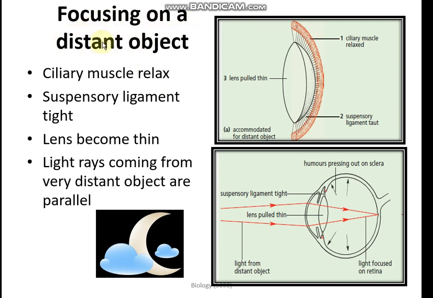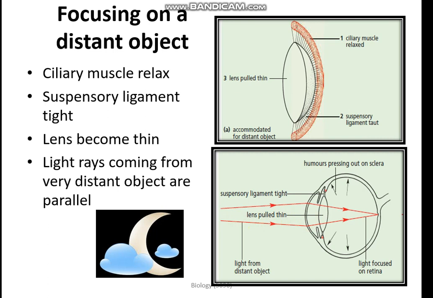Now moving on to focusing on a distant object. This means: what happens to different components of the eye when we are looking at a distant object? The first thing that you need to understand is ciliary muscles. The second component involved is suspensory ligament, and the third component is lens. When we are looking at a distant object, usually parallel light rays are coming from the distant object. These light rays will be refracted by cornea, then through the aqueous humor.